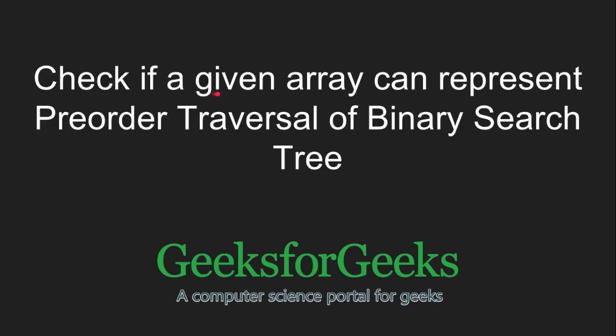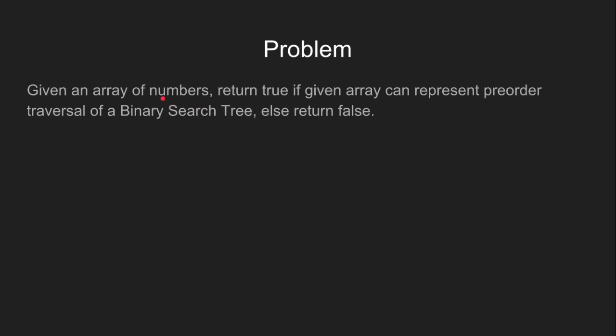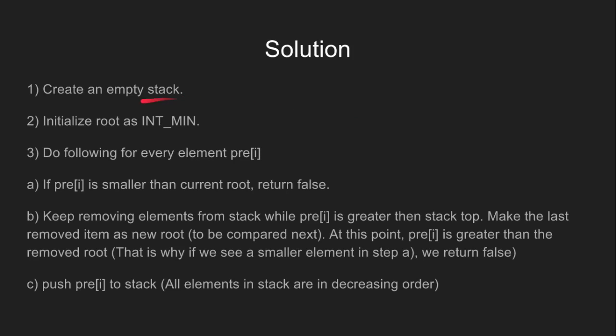In this tutorial, we will discuss how to check if a given array can represent pre-order traversal of a binary search tree. So here's the problem. Given an array of numbers, return true if the given array can represent pre-order traversal of a BST, else return false. Let's discuss a solution to this problem.